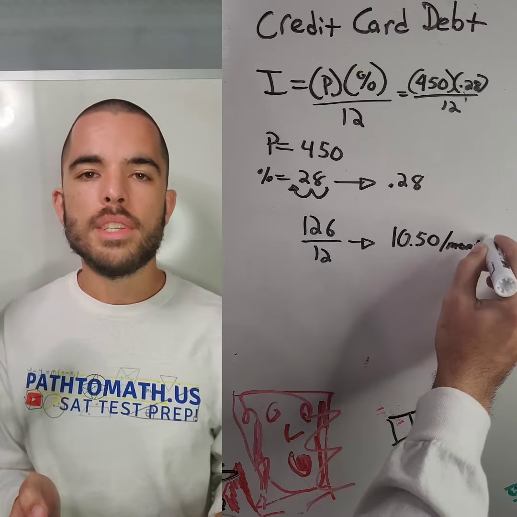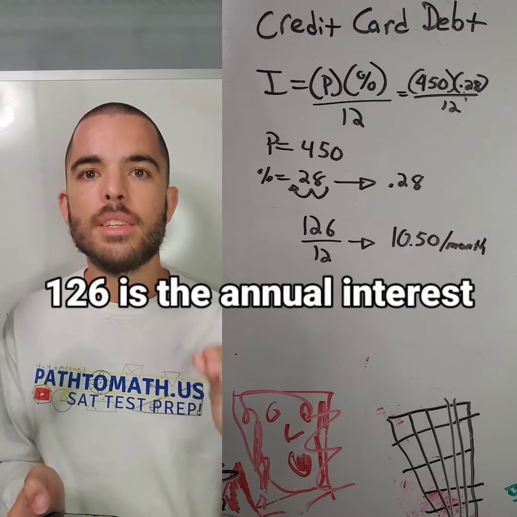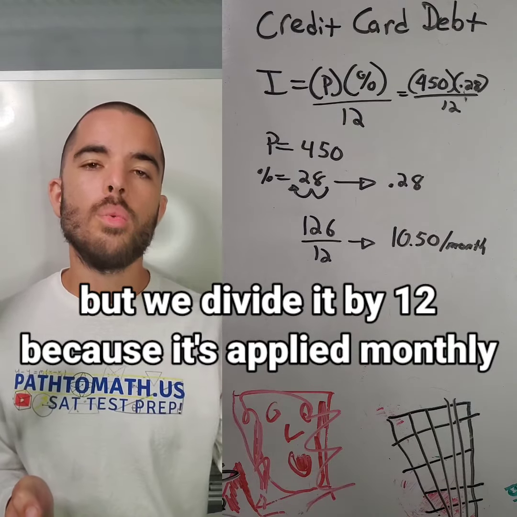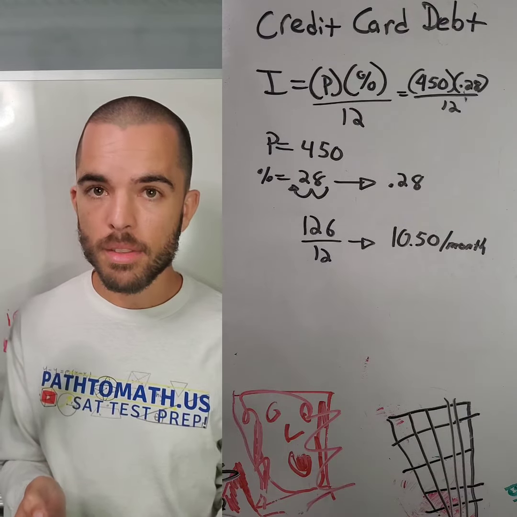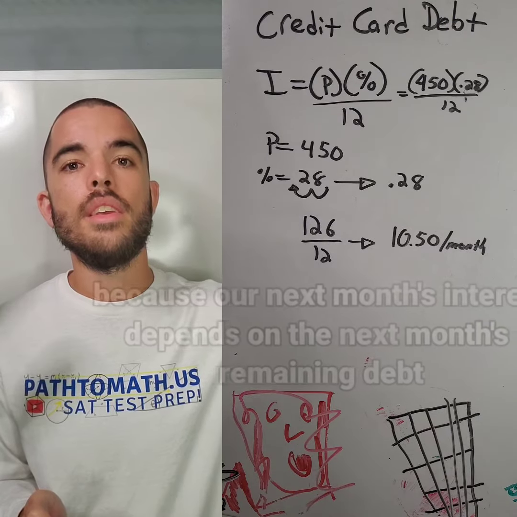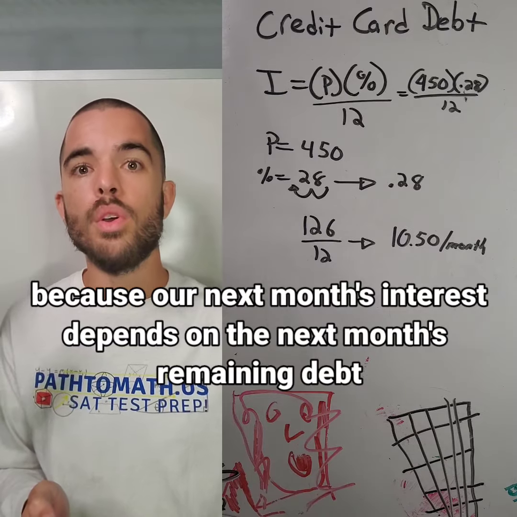Now notice that 126 in the fraction. That 126 is the amount that you're spending throughout the whole year. But as we know, we add interest every month. So it's only going to keep stacking onto the previous month's owed debt.